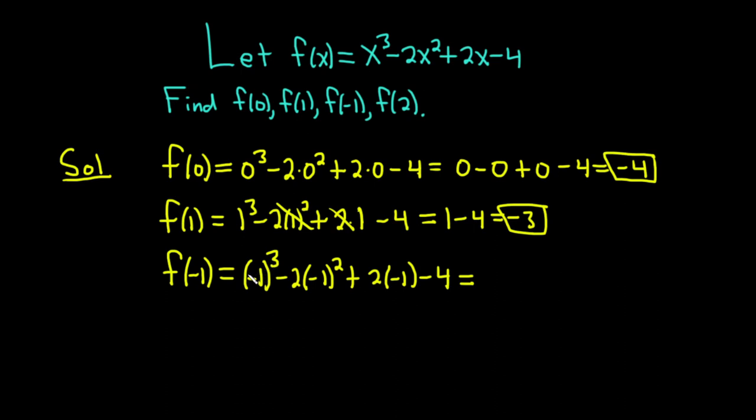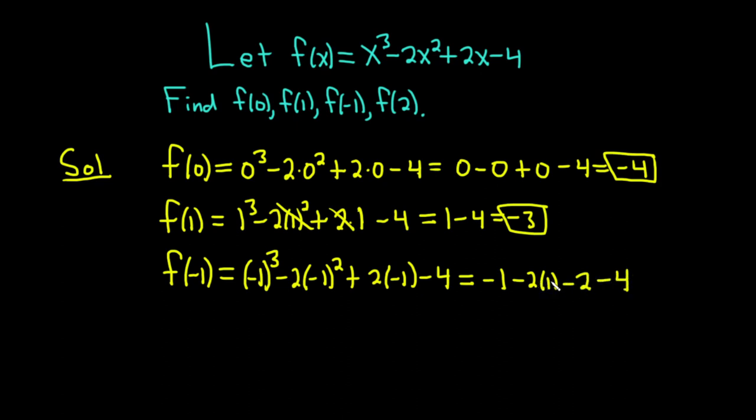Whenever you have negative 1 to an odd integer, it's going to be negative 1. So it's negative 1 minus 2. Negative 1 squared is 1, so we just get 1 here. That's because 2 is even. Negative 1 to an even power is always 1. And here we have 2 times negative 1, so it's just minus 2. And then we have a minus 4.